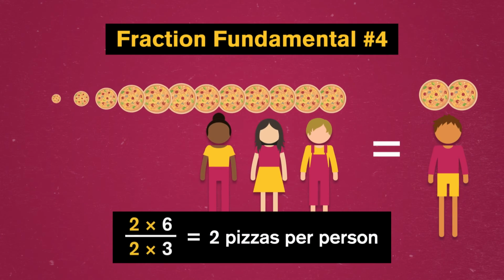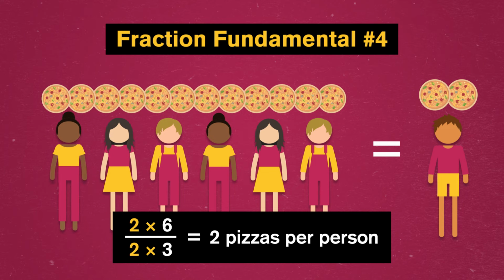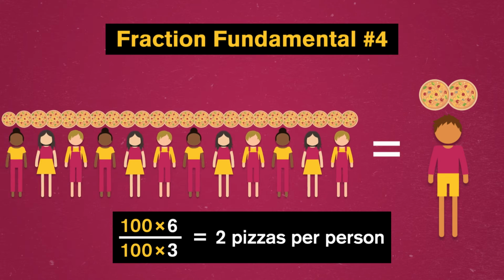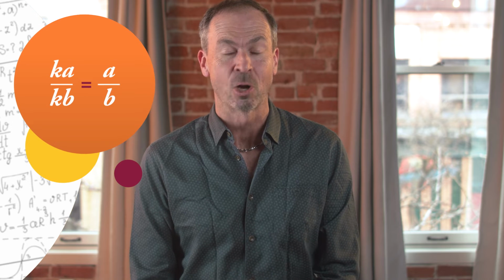But what if we doubled the number of pizzas and also doubled the number of people? Everyone still gets the same amount of pizza. We have more pizza, but it ends up getting shared to more people. Same if we tripled or 100-tripled the pizza and the people. And this gives our fourth and final fraction fundamental. If we multiply the top and bottom of a fraction by the same constant, the fraction does not change. K times A over K times B is just the same as A over B.